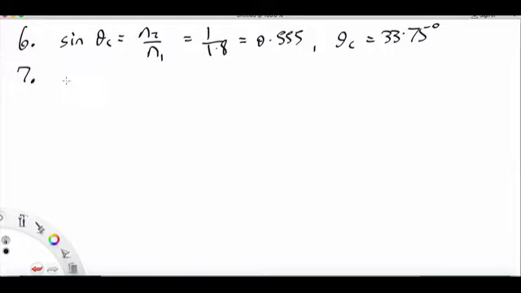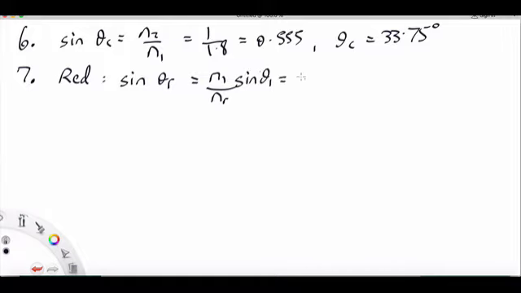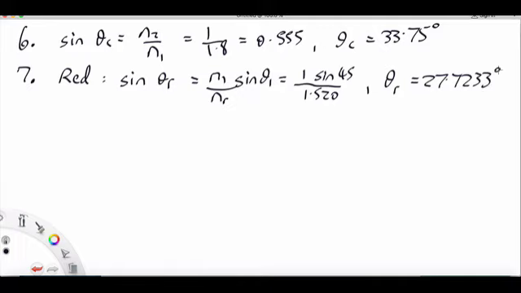Now number 7, let's start with the red light. Sine of the refracted angle for red is n1 over the refractive index for red times sine theta 1, which is 1 times sine 45 over 1.520. So the angle for red is 27.7233 degrees.